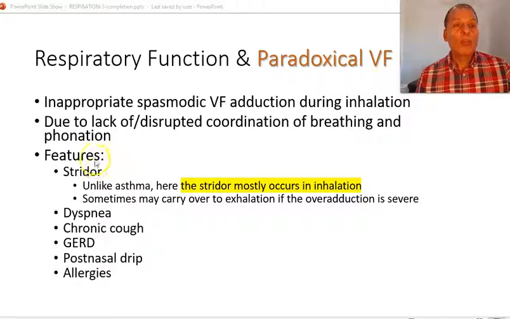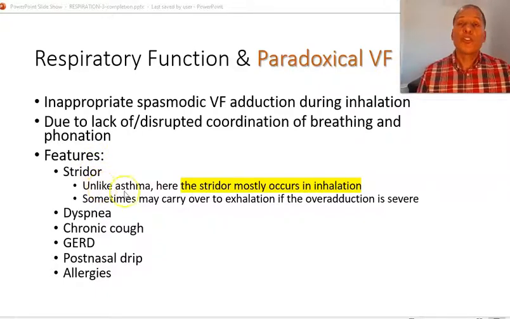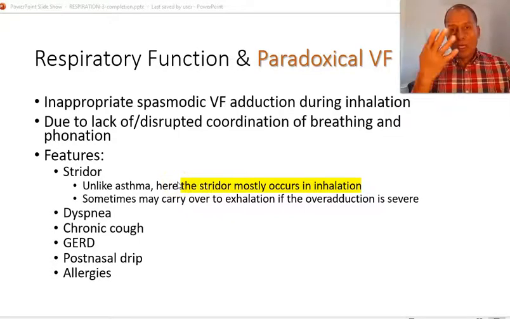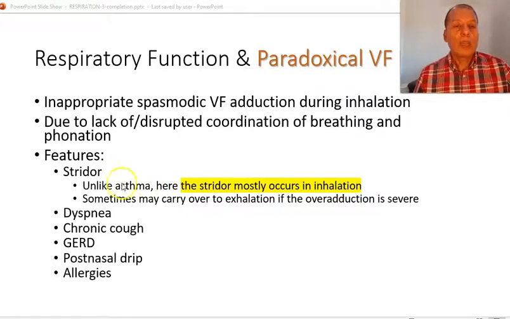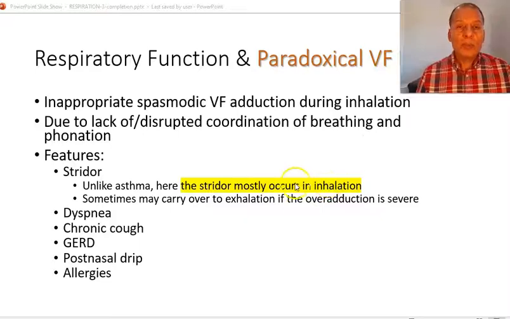So one of the major features is stridor, and we showed a video, and we said stridor can come in inhalation most commonly, but it also can come on exhalation. That high-pitched sound as you inhale. But in paradoxical vocal fold motion, it occurs in inhalation mostly. There's dyspnea, chronic cough, GERD, gastroesophageal reflux disease, postnasal drip, and allergies.